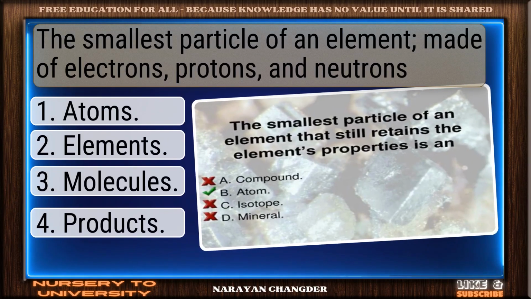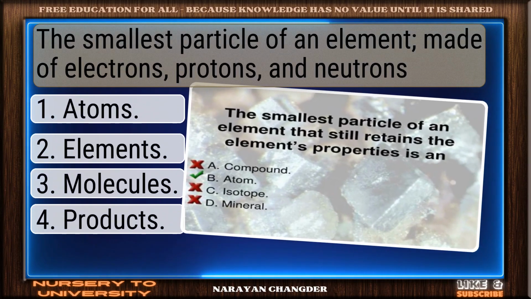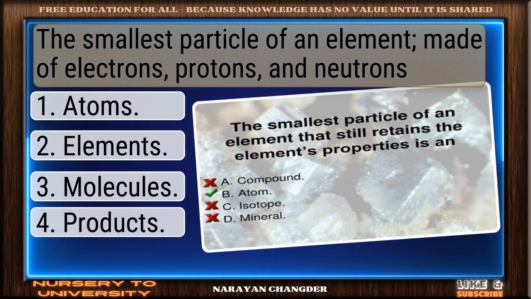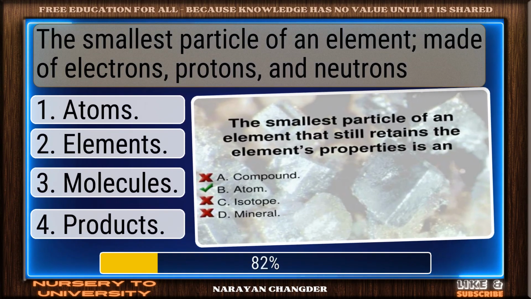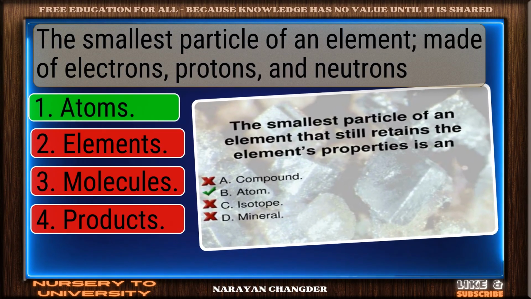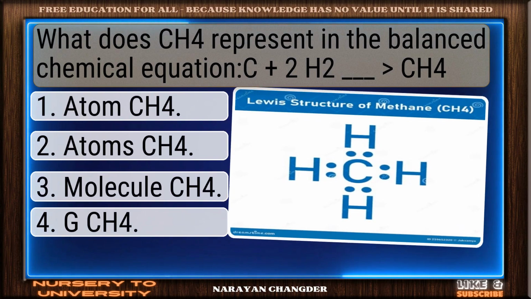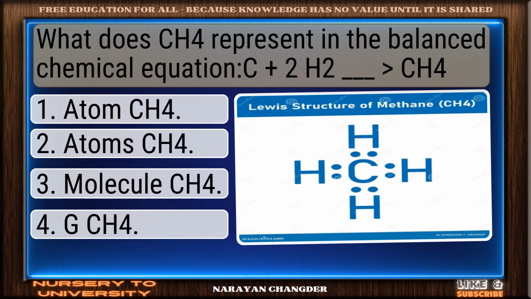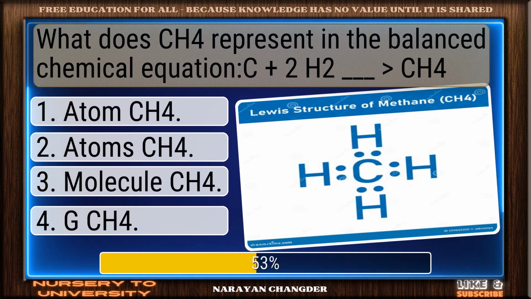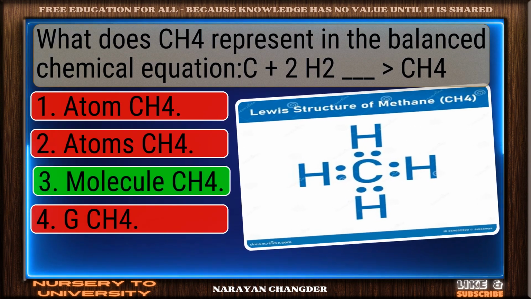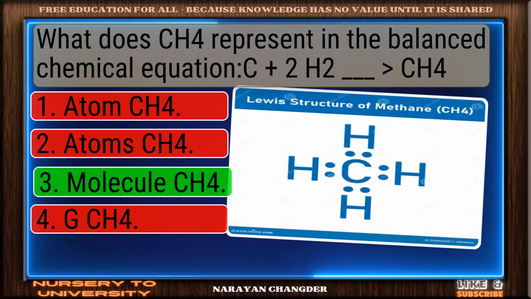The smallest particle of an element made of electrons, protons, and neutrons. Right again, atoms is valid. What does CH4 represent in the balanced chemical equation C plus 2H2 dash CH4? Clear logic, molecule CH4 is sound.